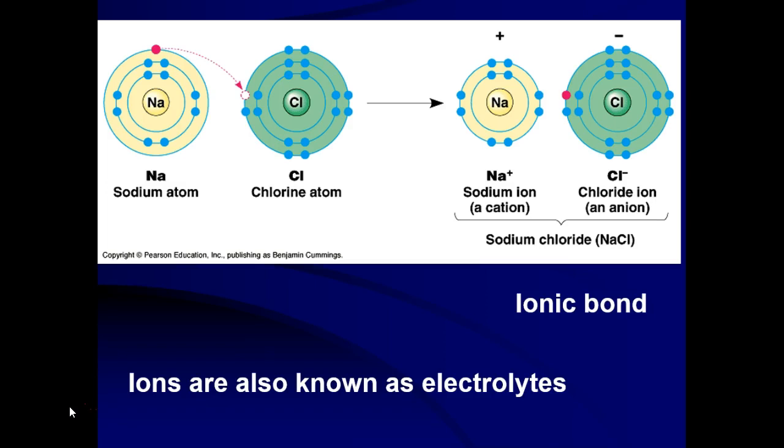Now, since ions have a charge to them, whether they're positively or negatively charged, they will also conduct an electric current. And since they conduct an electric current or form an electric current when they move, we sometimes describe them as electrolytes. So when you hear the word electrolyte, just think, oh, those are ions. We're talking about ions.